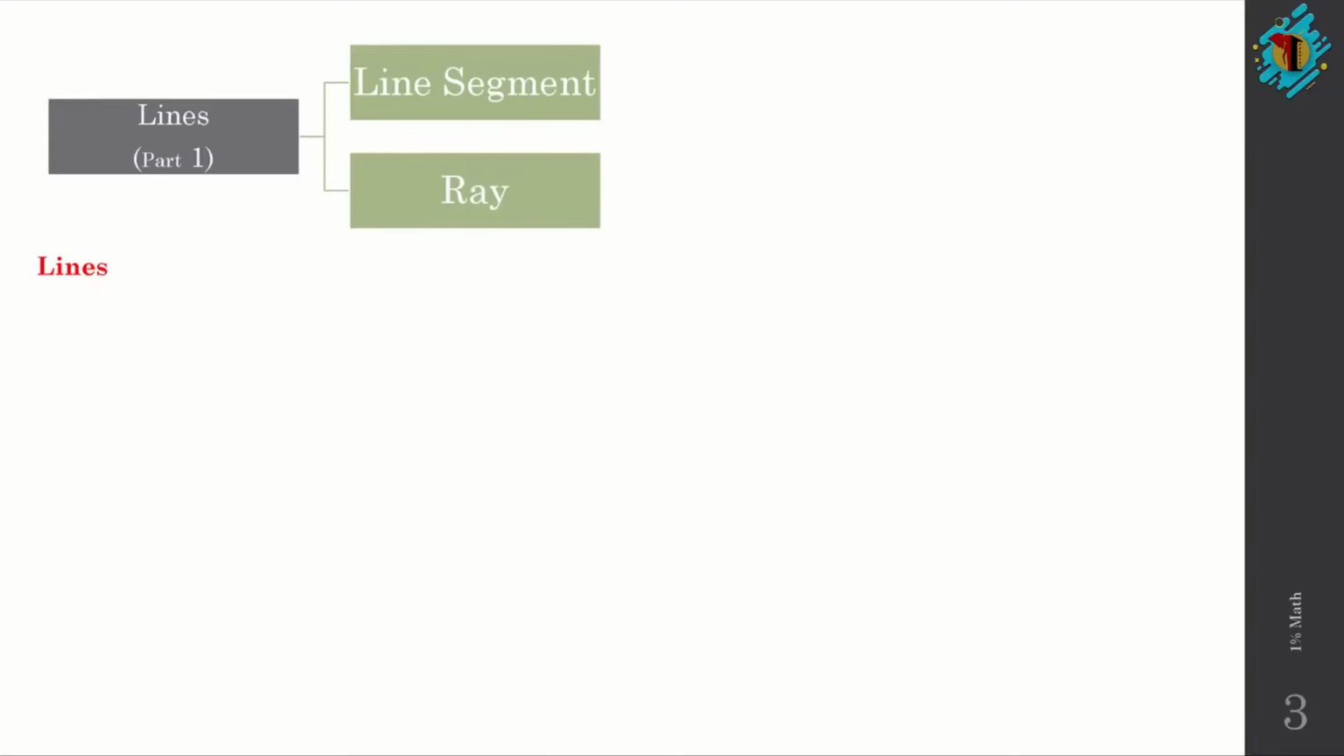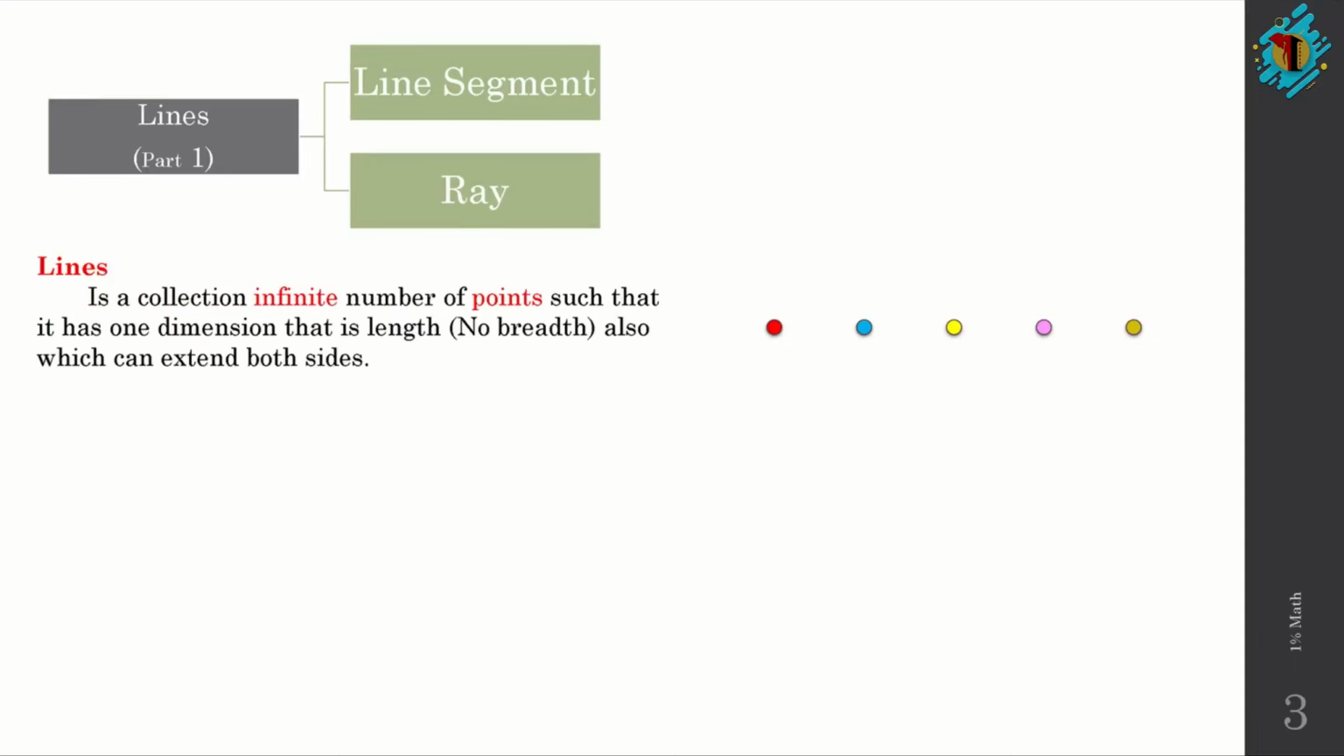Let's start with the lines. What is a line? We can say that lines are a collection of points. Before that, you can see I have taken only 5 points. These 5 points don't make any line. So if I add some more points to it, as you can see in the definition, it's a collection of infinite number of points. To match with this definition, I will add some more points.